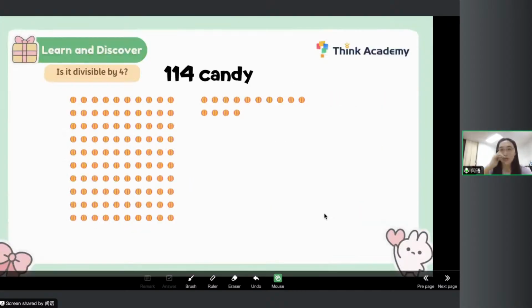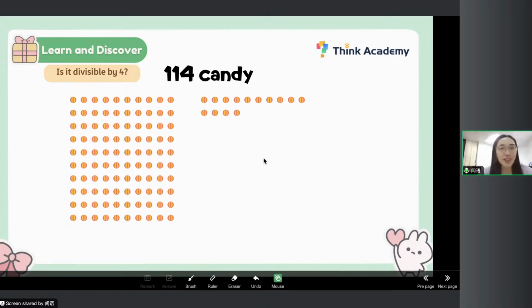So for the first one, everyone have a try. If I have 114 candies, oh sorry, it should be 114 candies. So could you please tell me if 114 is divisible by 4? Yes or no? Is it divisible by 4? Maybe some of you are doing the vertical calculation, right? Some of you are using the calculator, right? Or are you asking your daddy or mommy?